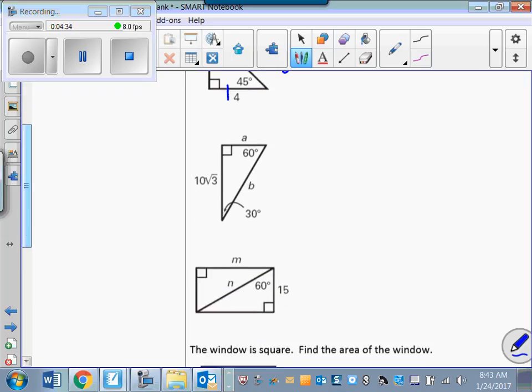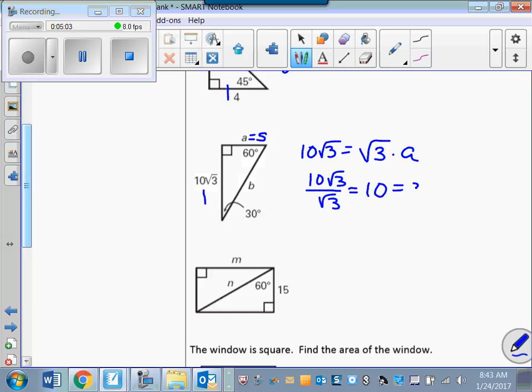How about this one? All right, which one is my shorter leg? A. A is my short leg, and this is my long leg. So what do I know? I know that the long leg, 10 times the square root of 3, is the square root of 3 times the short leg. So if I divide 10 times the square root of 3 by the square root of 3, I just get 10, and that's how long our shorter leg is.